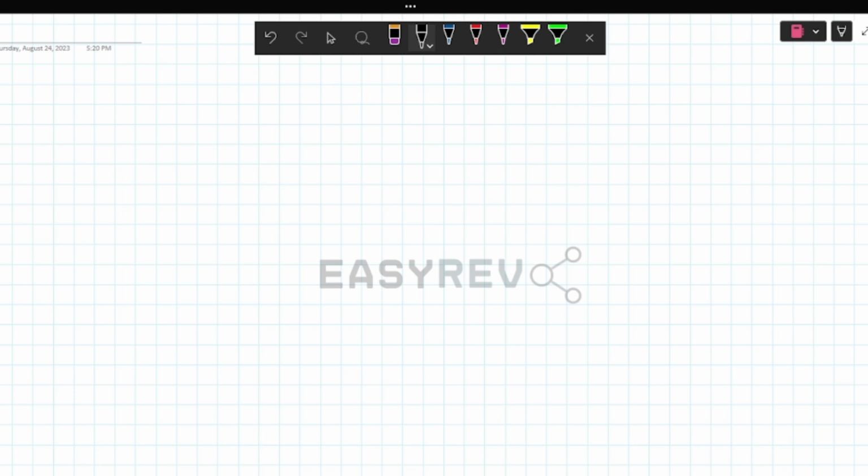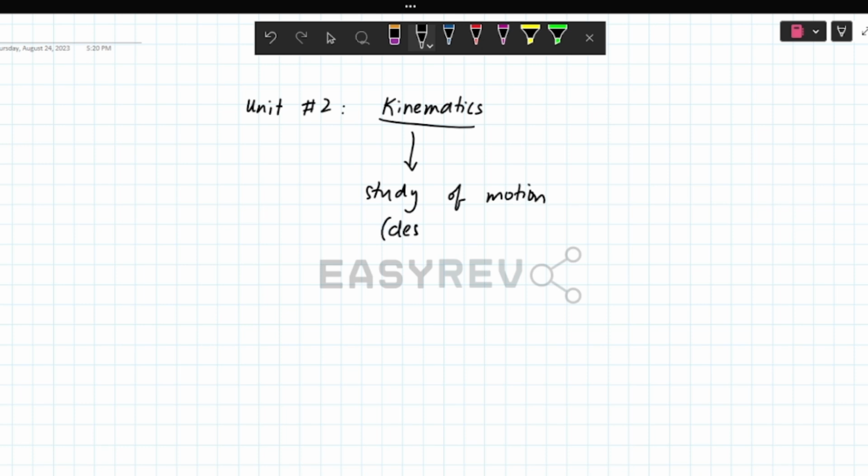Hello everyone, I'm Mahnur and today we will be starting off with the second unit of A-level physics, that is, kinematics. Now, when it comes to this chapter in its entirety, it's nothing but the study of motion. More specifically, it's the study of how you can describe motion in more ways than one, especially when it comes to a variety of different types of motion.